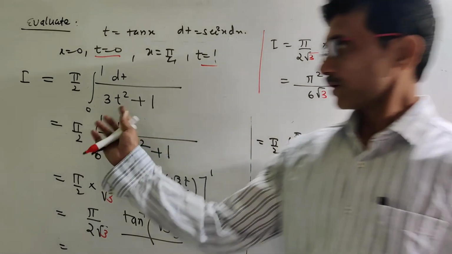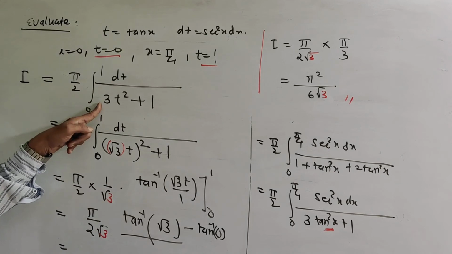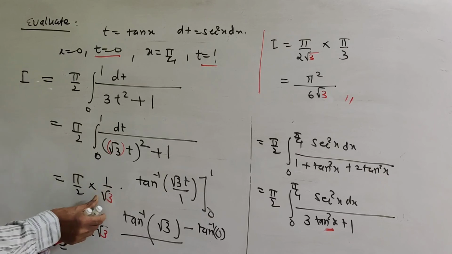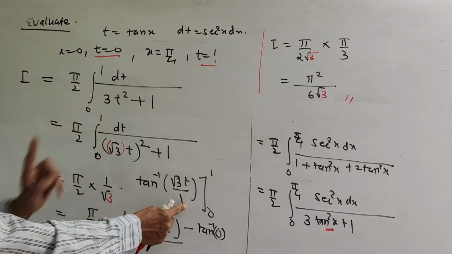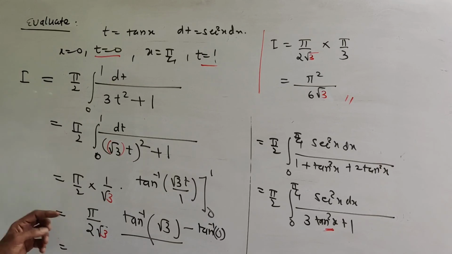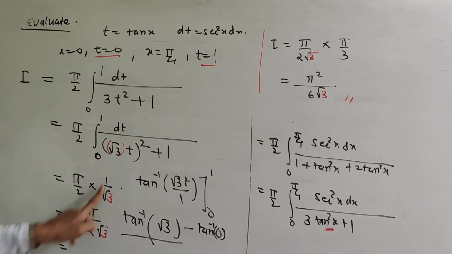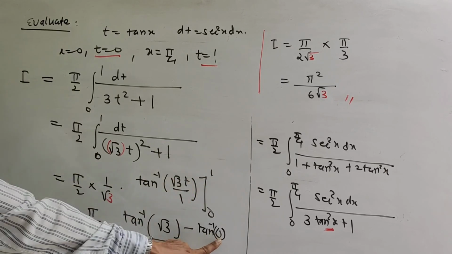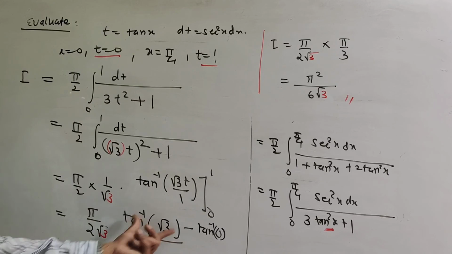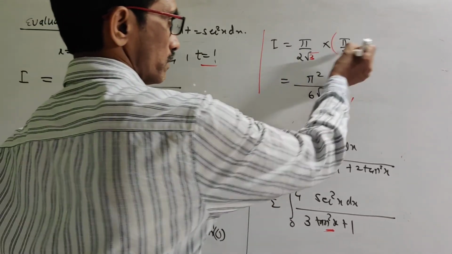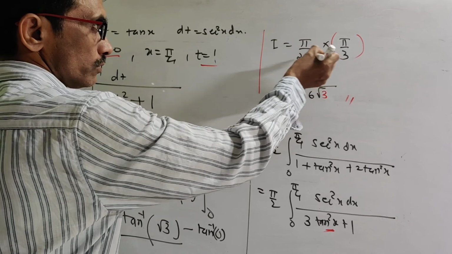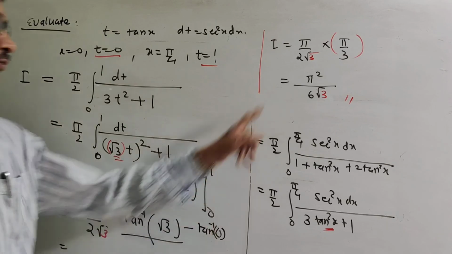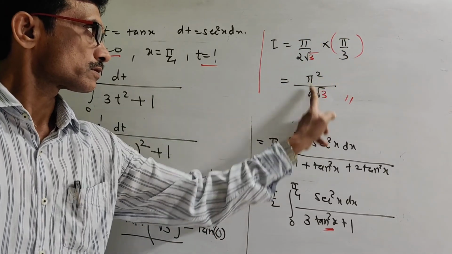Here we have committed a mistake. For root 3t whole square plus 1, the integral is 1 by root 3 into tan inverse of root 3t, limits 0 to 1. Now this pi by 2 and this 1 by root 3 tan inverse of root 3, upper limit 1 minus lower limit 0. Tan inverse of root 3 is pi by 3. Instead of pi by 2 root 2, it is actually 1 by root 3, and therefore the answer is pi square upon 6 root 3.